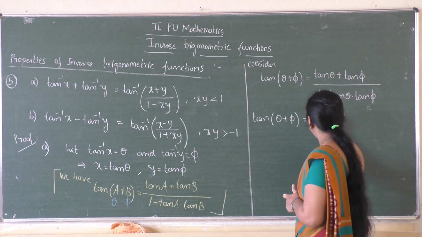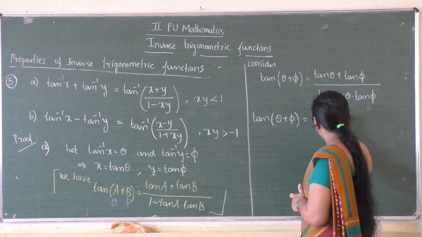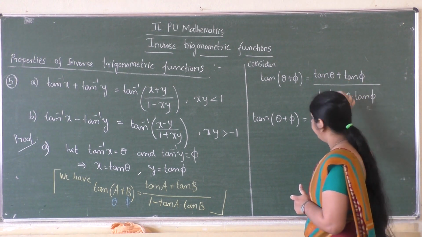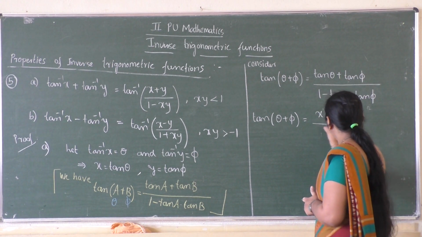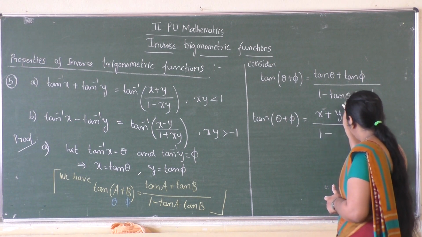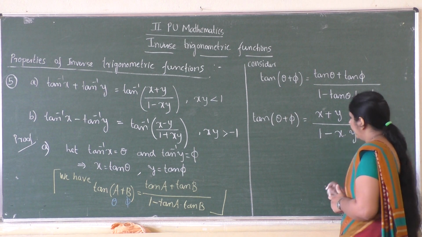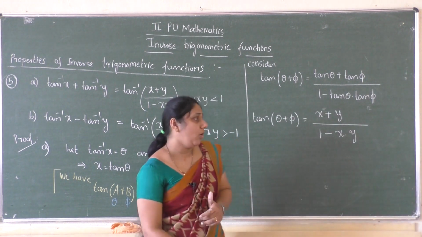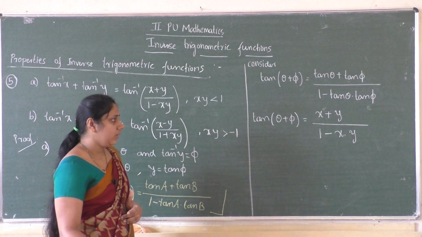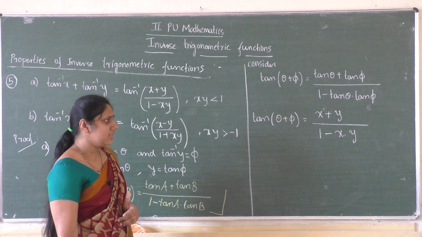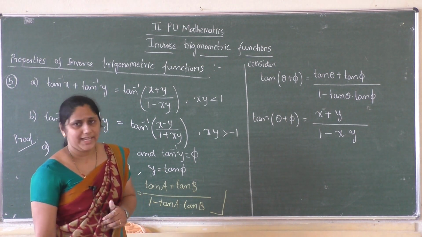So in the place of tan theta we have to write x, plus in the place of tan phi we have to write y, divided by 1 minus, again tan theta is x, tan phi is y. So we got tan of theta plus phi equal to x plus y by 1 minus x into y.